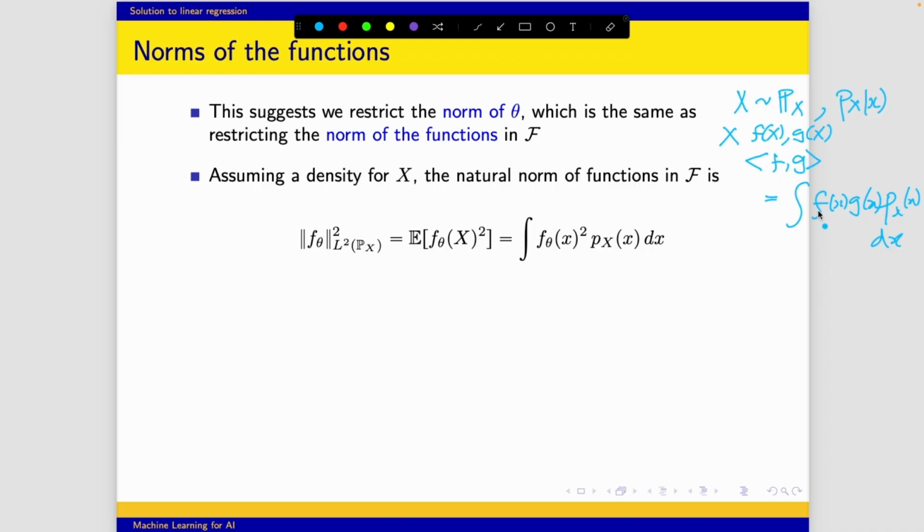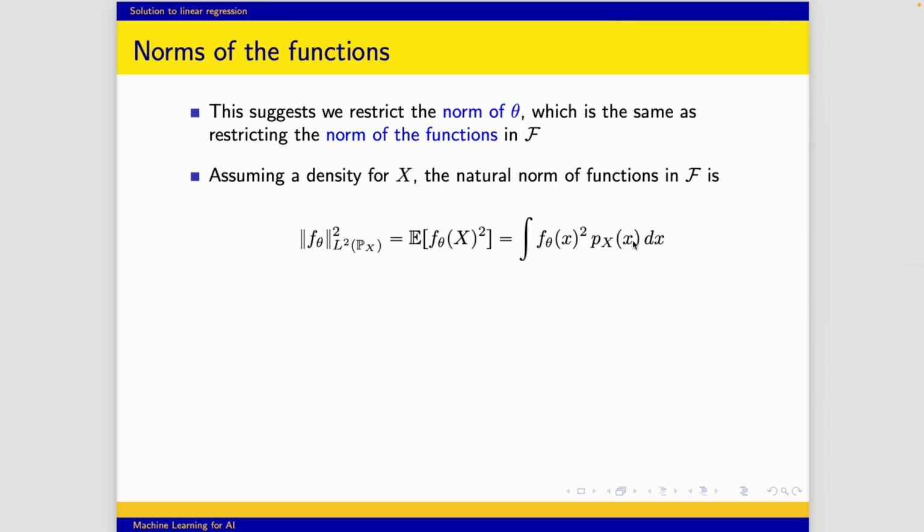And this has an induced norm, right? So this inner product has an induced norm. If I put g equals f here, and square root it, I get the norm of f, right? This norm is induced by this inner product. I'm going to label this the L2 norm, right? And to be precise, x has this density p of x, so I put p of x in here. And the square of this is therefore this inner product. So we're going to use this norm induced by this natural inner product that we have on this space of random variables.